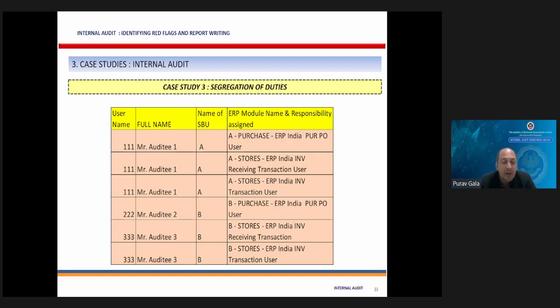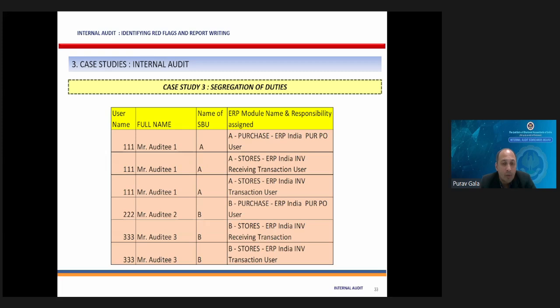And within that, he can receive inventory, create a GRN. And then we again look at auditee one, where he has been assigned the responsibility of issuing this material. Similarly, you have auditee 2 and 3 who have been given access rights for generating PO, receiving inventory, and also accounting for issuance of that inventory.